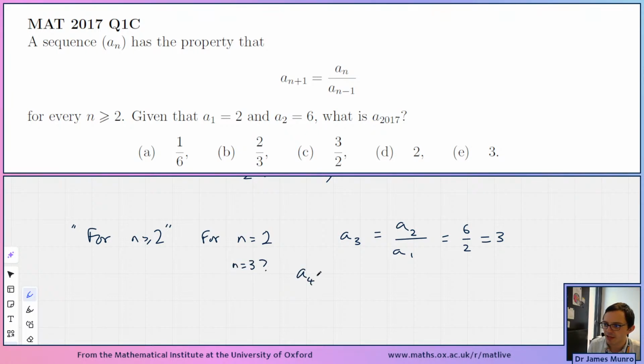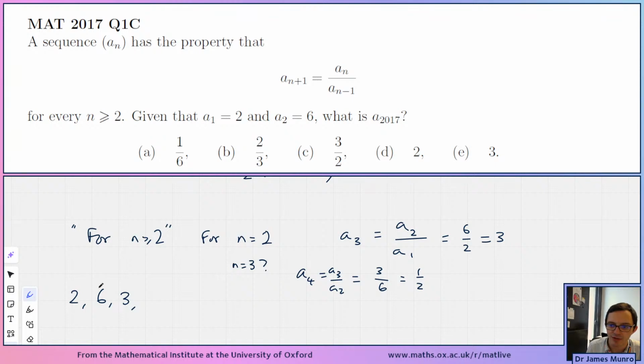Equals 3 will give me a4 is a3 divided by a2, which, oh, now I know a3 is 3. I'm going to keep going. a2 is 6, so this is 1/2. What have I got so far? A sequence that goes 2, 6, 3. Oh, I could just write them down over here.